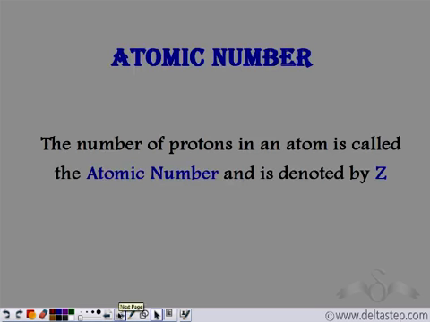One very important property of all atoms is their atomic number. So the atomic number is defined as the number of protons which are present in an atom. That is known as the atomic number, and it is denoted by the capital letter Z. So this is a very important property of all atoms, and the atomic number is the number of protons that are present in any atom.